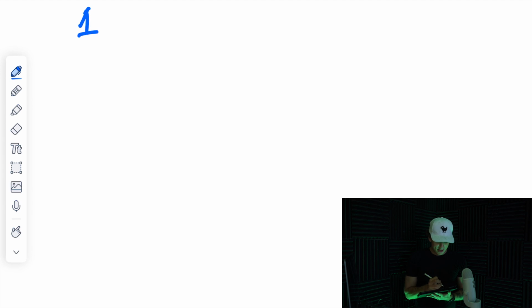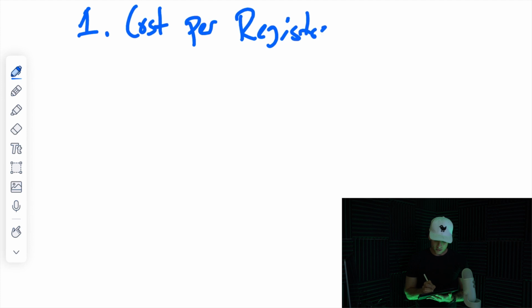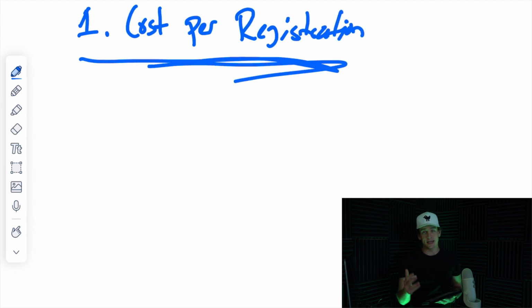The first metric that I want to talk about is your cost per registration. So your cost per registration is a very important metric that you should be tracking if you are hosting virtual or in-person events, and essentially is how much money you need to spend in order for somebody to register and sign up for your event.